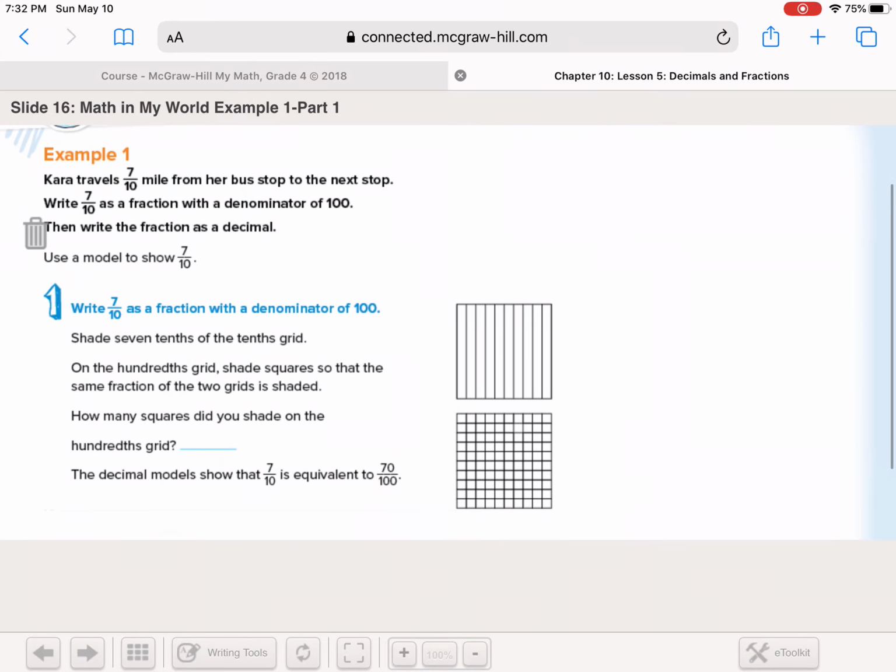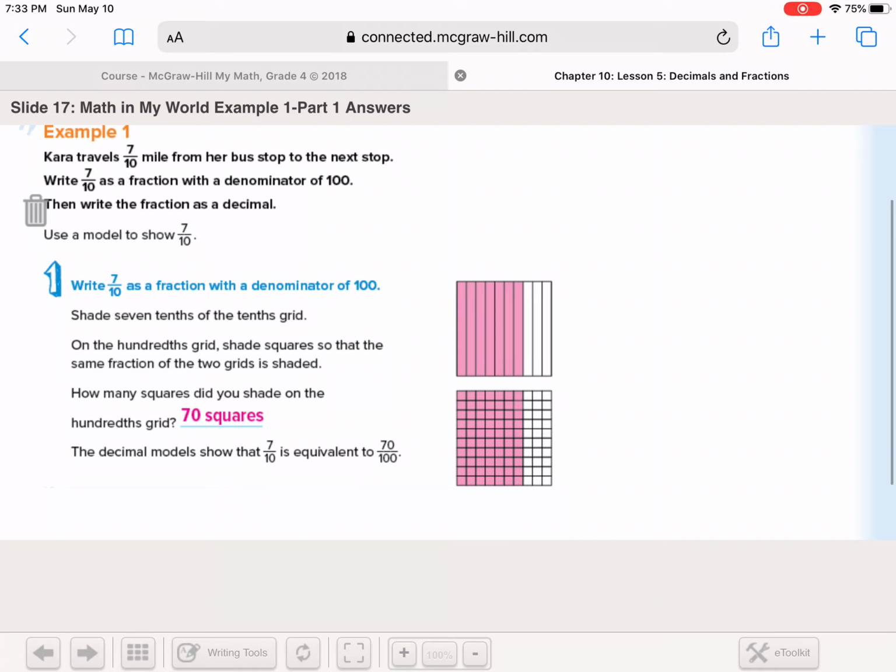All right, so this is in your book, Math in My World. Write 7/10 as a fraction with a denominator of 100. So it would be 70 over 100. You just add a 0 to the top, you add a 0 to the bottom, okay? How many squares did you shade in? 70. So 7/10 is equivalent to 70/100.